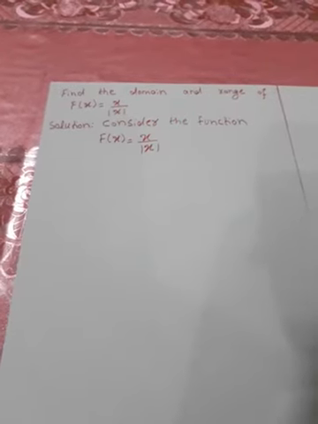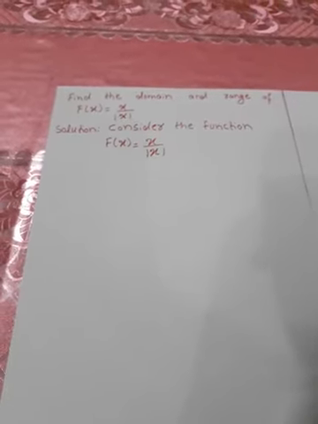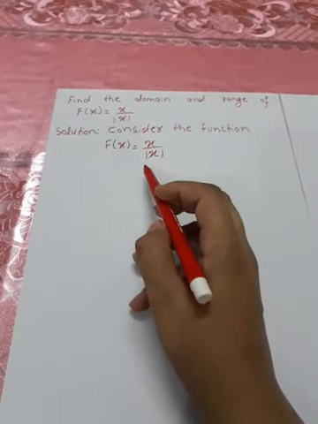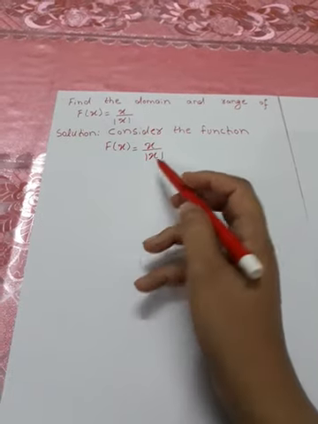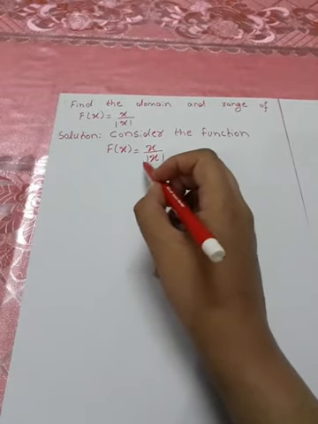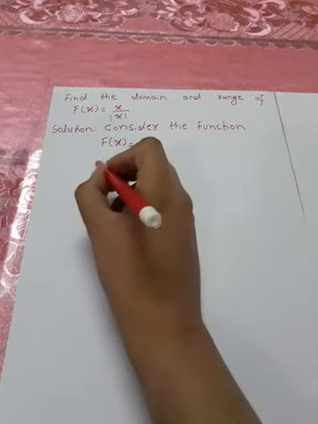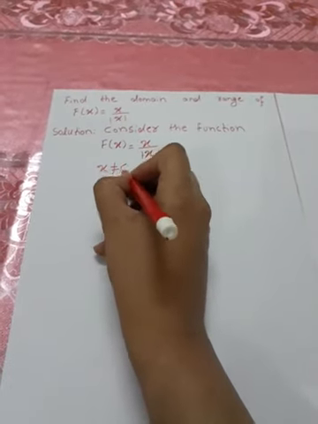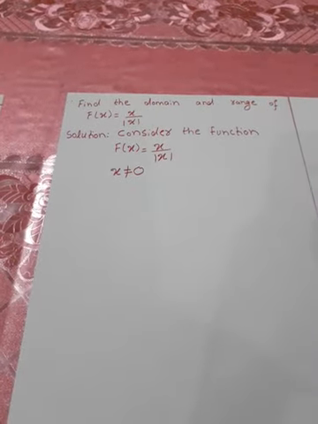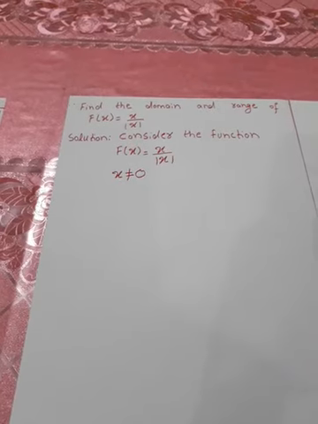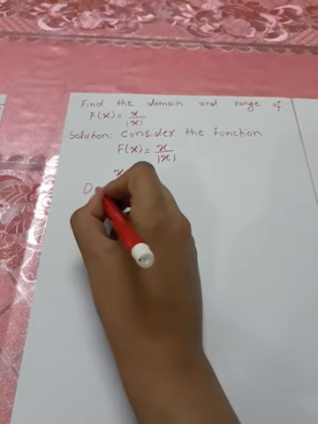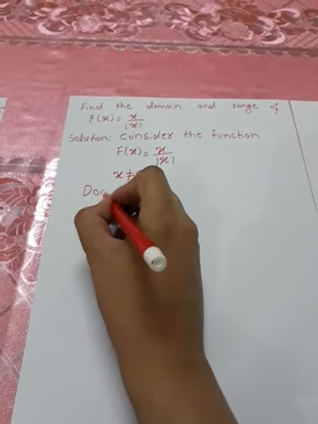Domain is the set of all possible input values. Here x is the input variable, right? So it represents the input values. Here absolute value x is in the denominator, so x cannot be 0. So domain can be any positive real number and any negative real number, but input value cannot be 0.